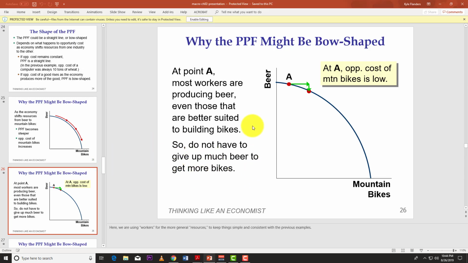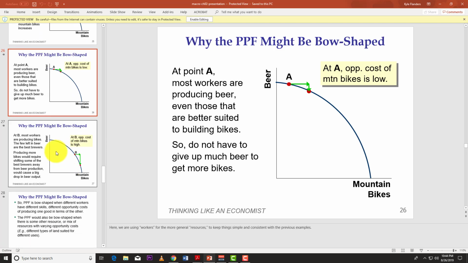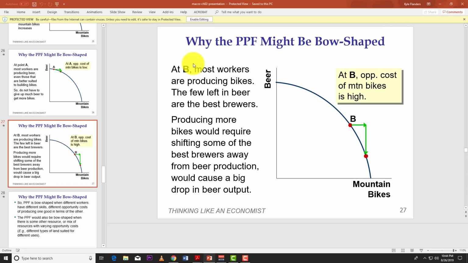So we're looking at this now. Moving on, in the next slide, look at point B now. At point B, things get real serious. Most workers are producing bikes. The few left in beer are the best brewers. Producing more bikes will require shifting some of the best brewers away from what they love to do, what they can do, from beer, and would cause a big drop in beer output. So that is why you have to give up more beer to get more mountain bikes. You see it right there. That's why the curve is shaped like this.